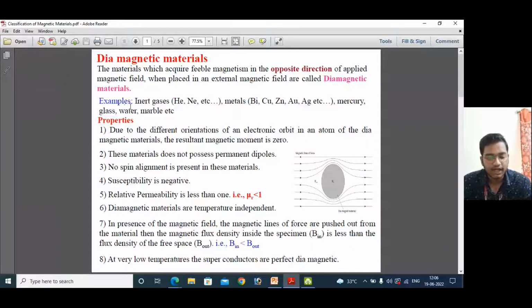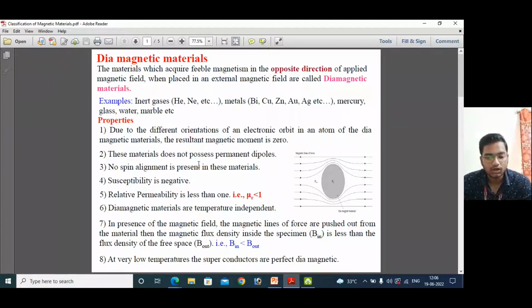The examples of diamagnetic materials are inert gases, metals like bismuth, copper, zinc, gold, etc., mercury, glass, water, marble, etc. Properties of diamagnetic materials: due to the different orientations of an electronic orbit in an atom of the diamagnetic materials, the resultant magnetic moment is zero.